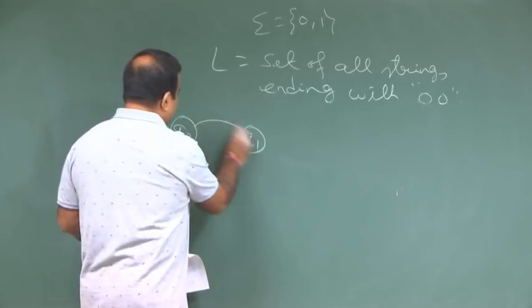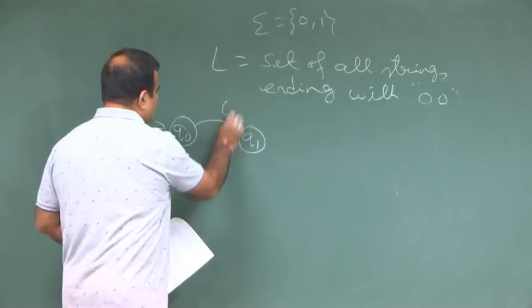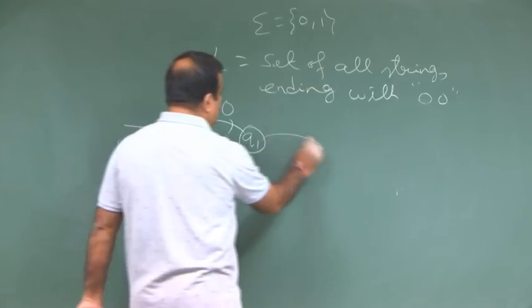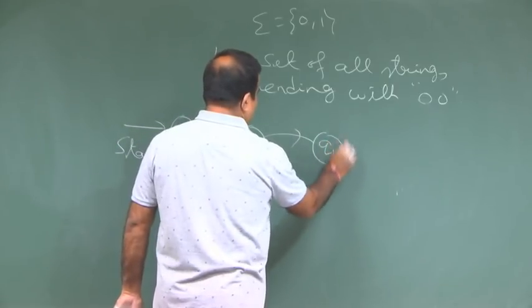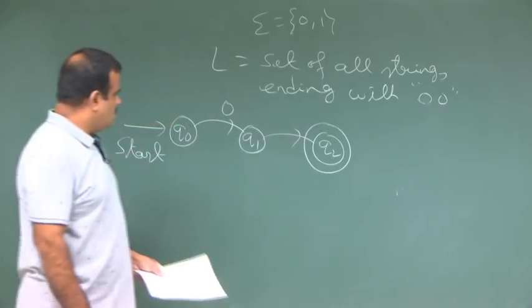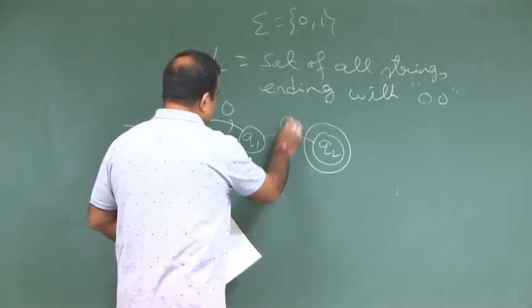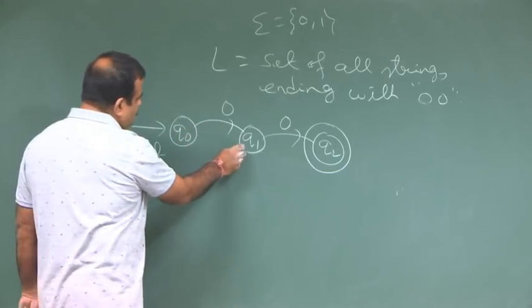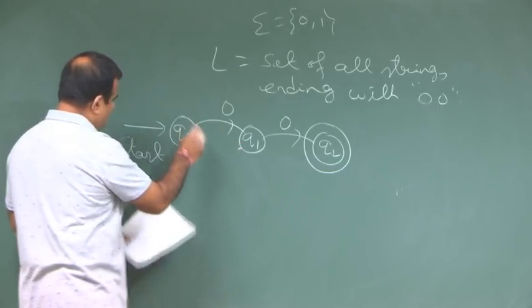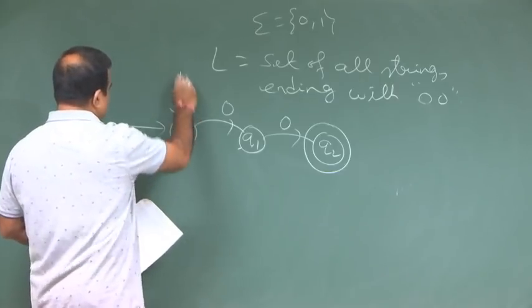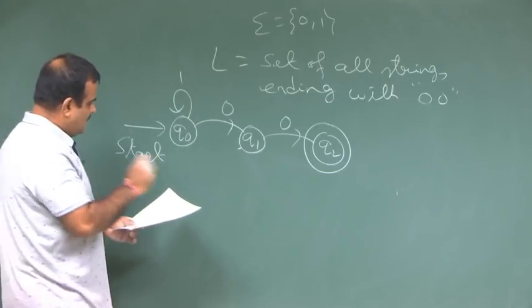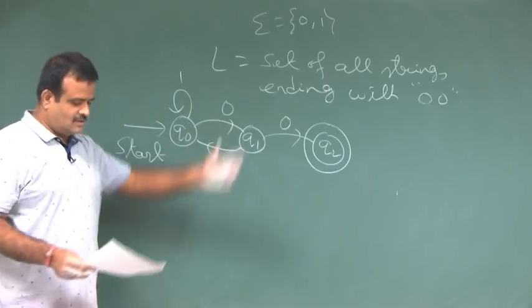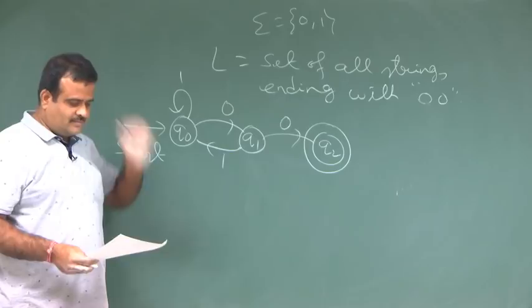Now, if we see a 0, we can go to another state with the hope that if we again see a 0, we will go to the final state. This is the intuitive idea to construct a DFA like this. After reading 0, if we see a 1, we have to come back here with the hope that we will again see the 0 0.